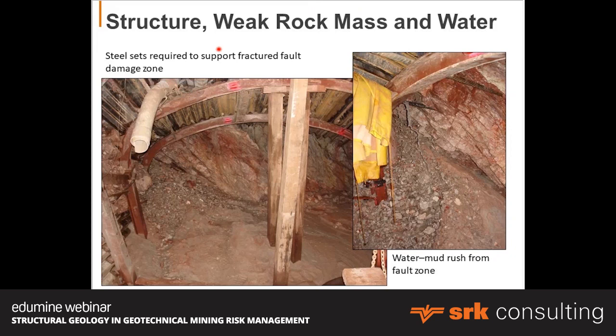Being quite shallow and near surface, it's quite easy for you to tap into groundwater near surface. You simply hit the wrong structure that is linked to the groundwater table, and you can get water and even mud rushes from fault zones.